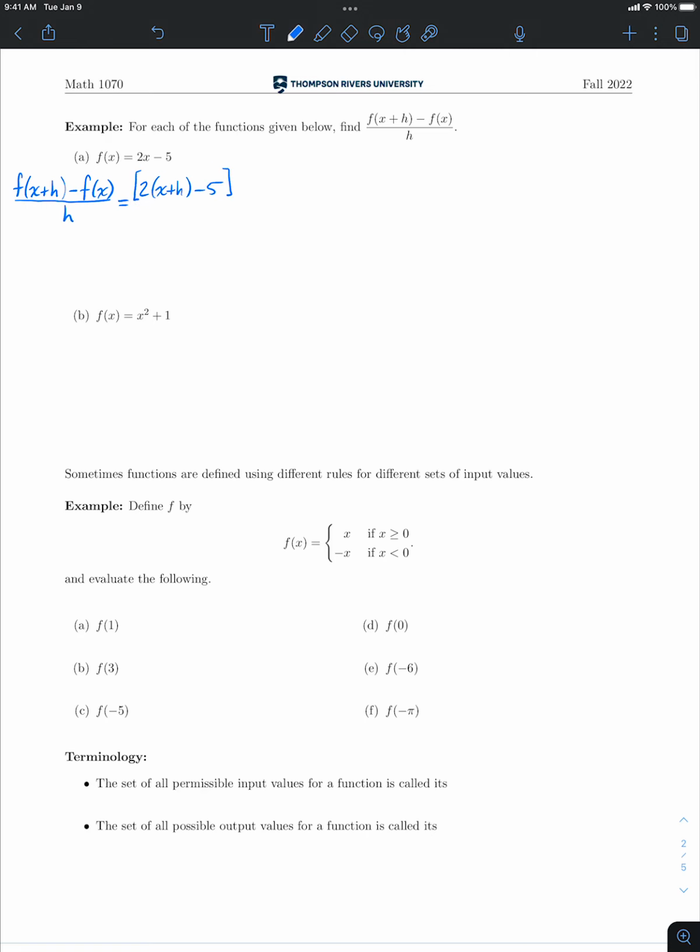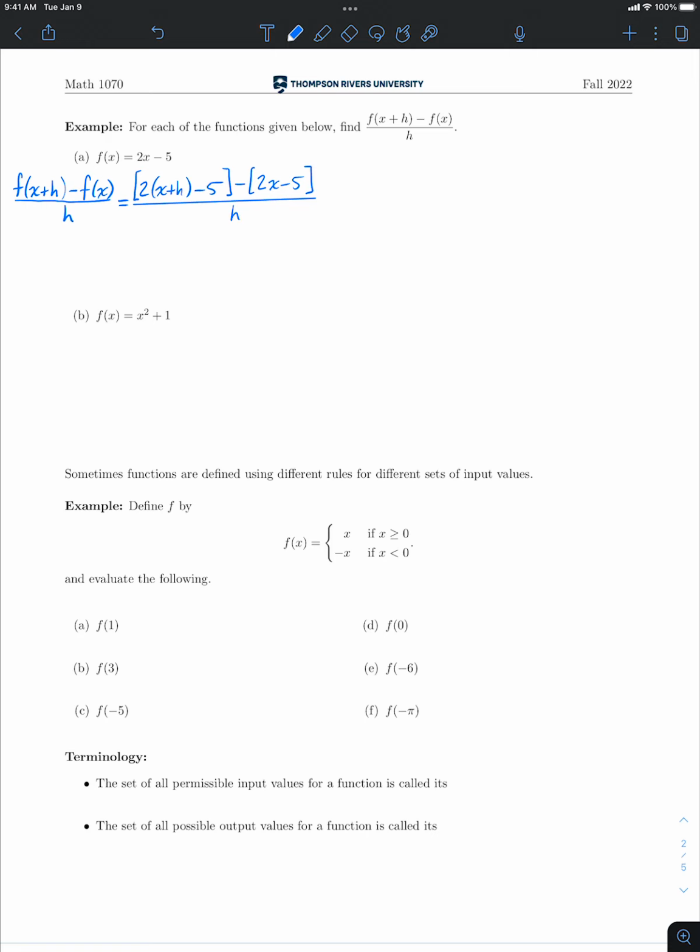But that's not everything, right? We still have the minus f of x to worry about. So we have minus, well, f of x is just 2x minus 5. So let's replace the f of x with its definition. So that is our numerator. And then all of that is divided by h. Okay? So that's our second step.